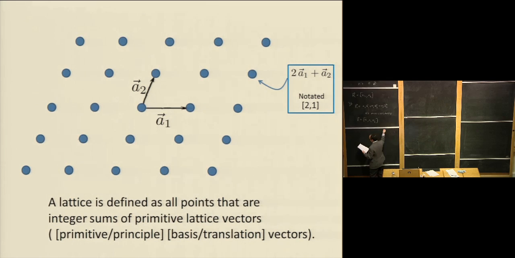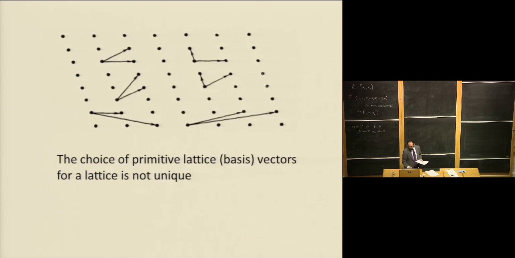One thing that you should be aware of is that the choice of primitive lattice vectors, PLVs, is not unique. So you can choose different sets of primitive lattice vectors, and they're perfectly OK. For example, you could choose these two things, or these two things, or these two things as primitive lattice vectors. The important thing is that any point on the lattice should be expressible as an integer sum of the primitive lattice vectors. OK? So far, so good?